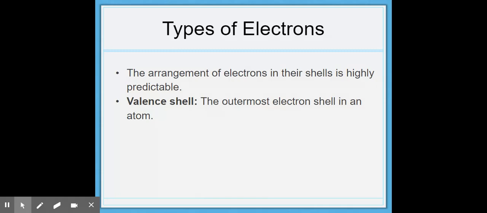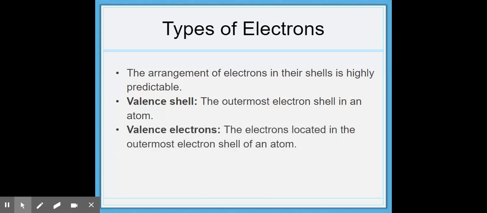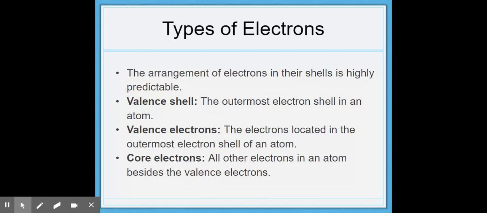If we were to draw a shell model, the last shell, our outermost electron shell, is known as the valence shell. Any electrons in that outside shell are what's known as the valence electrons of an atom. So the valence shell is the outermost electron shell, and any electrons located on that shell are valence electrons. Any other electrons in an atom are known as core electrons. Any electron that is not a valence electron is a core electron.